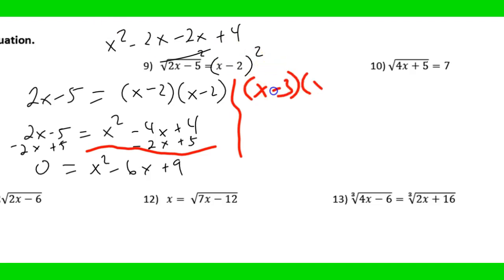X minus 3 times x minus 3. All right, and we set both of those equal to 0. We're going to get x equals 3. So the answer is just going to be x equals 3, guys. Make sure you check it. All right, make sure you check it.